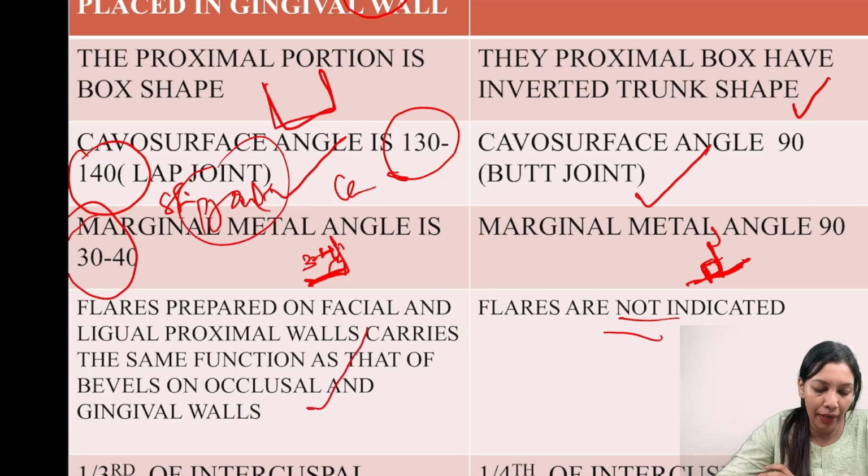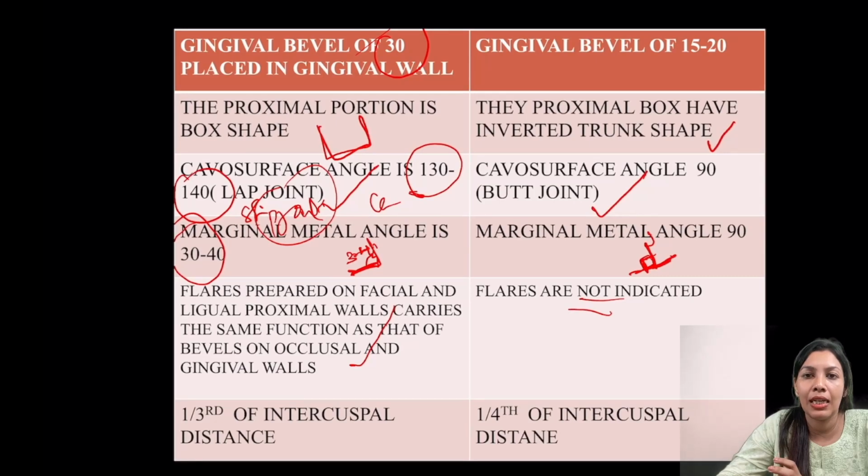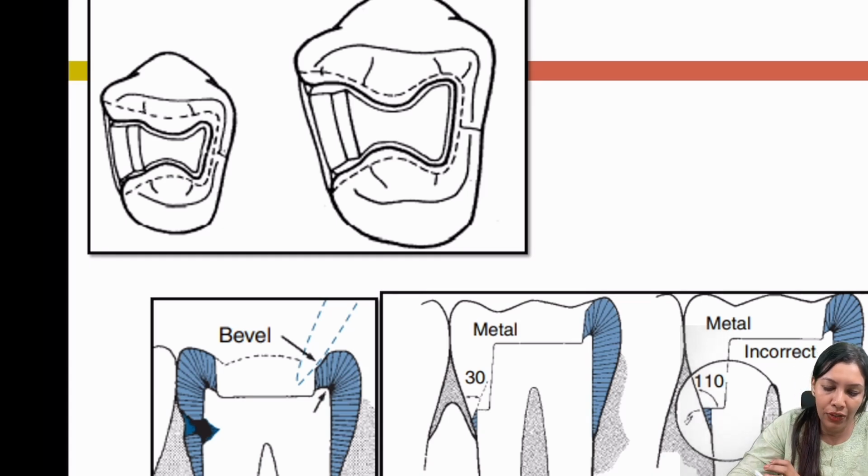But here we will be providing flares, and bevels are given on the occlusal surface as well as on the proximal surface of the inlays. Now, what is the width of the cavity? In amalgam, we know that the width of the cavity is 1/4 of the intercuspal distance, while in the case of a cast metal restoration, it is 1/3. So this is the image showing the 30 to 40 degree marginal metal angle, and these are the flares and also the bevels that are given.